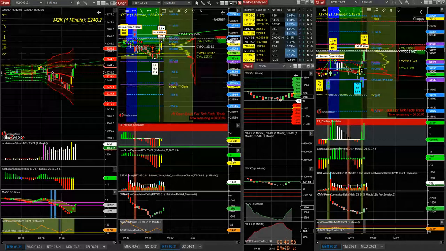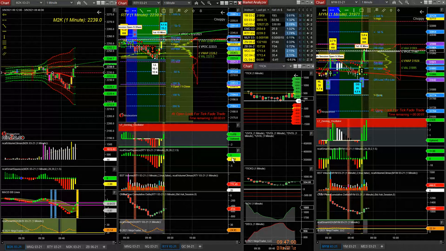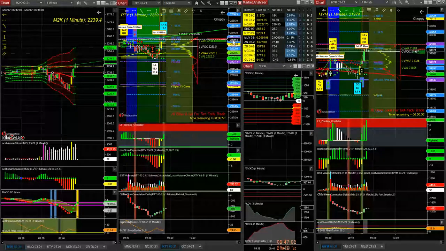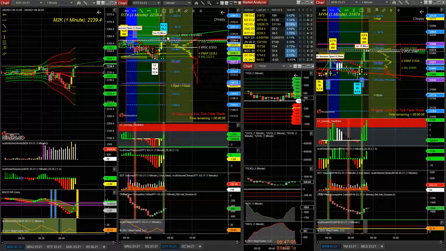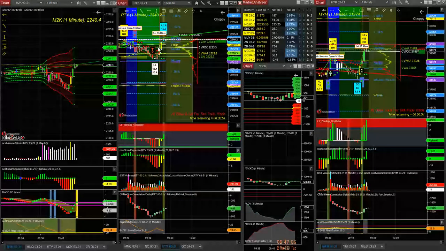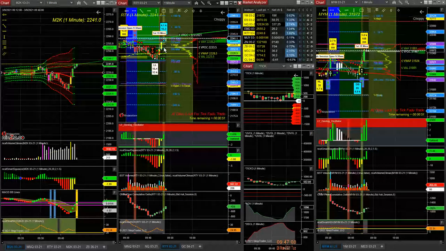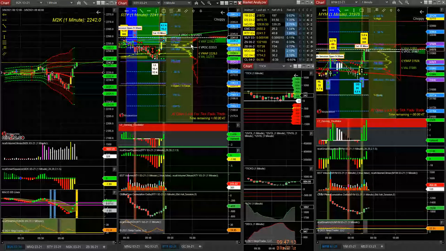So the trick is, it's hard to trade multiple contracts in here unless you know what to do. But once you learn how to do multiple contracts, you take one off, you move up, you stop just below where you took profit on the other one, and you let the other one run. Okay?